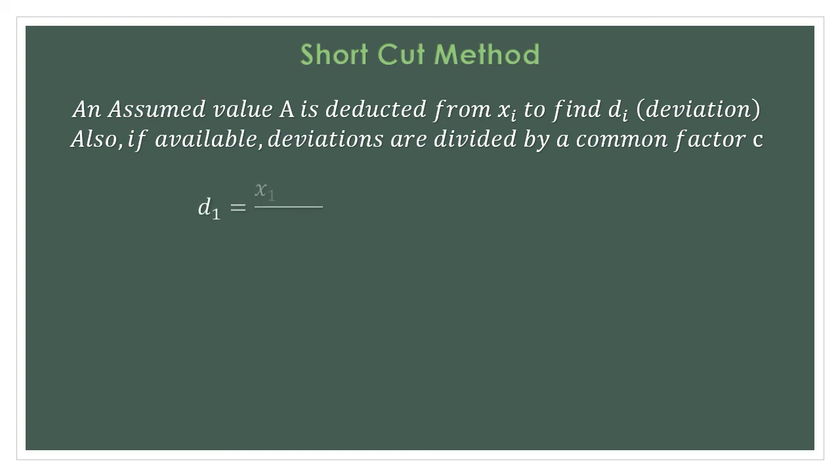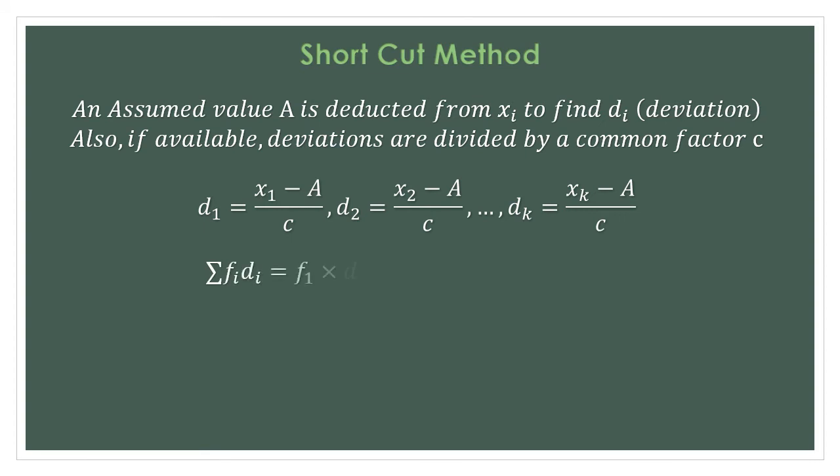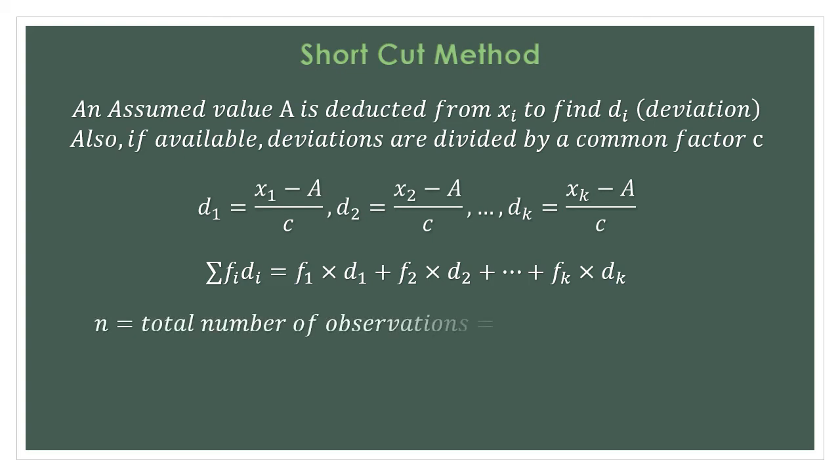How can we do it? D1 will be x1 minus a divided by c. Then D2 will be x2 minus a, again divided by c, and up to dk will be xk minus a divided by c. So this is how we are going to find our deviations. Now summation fi di will be similar to summation fi xi, that is f1 into d1, f2 into d2, and so on up to fk into dk. The last thing which I need to explain beforehand is that n is the summation of all the frequencies, that is summation fi. So you can use n, you can use summation fi, it does not matter.